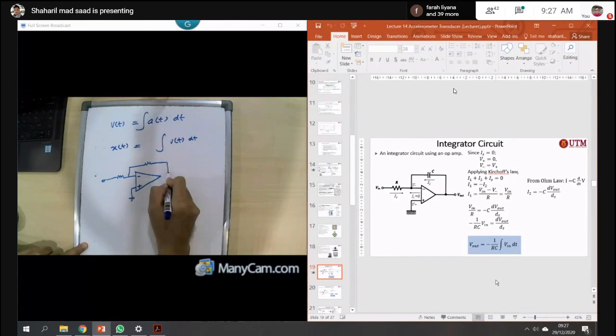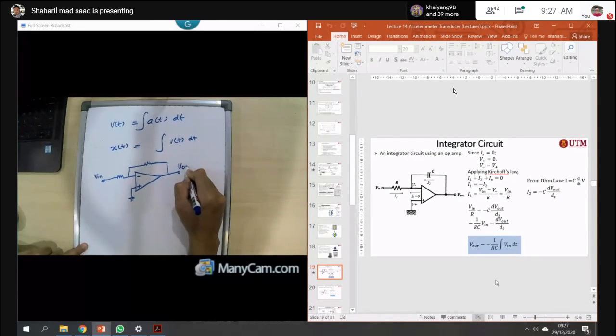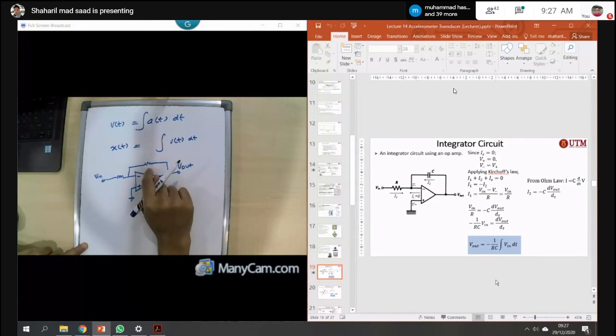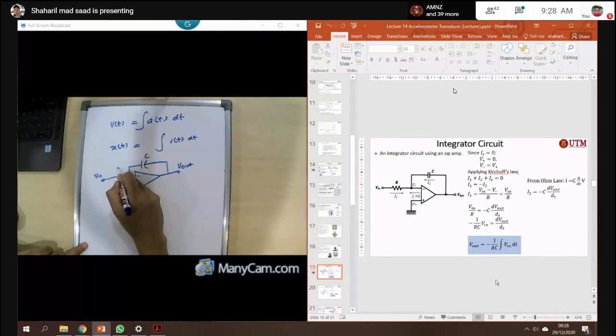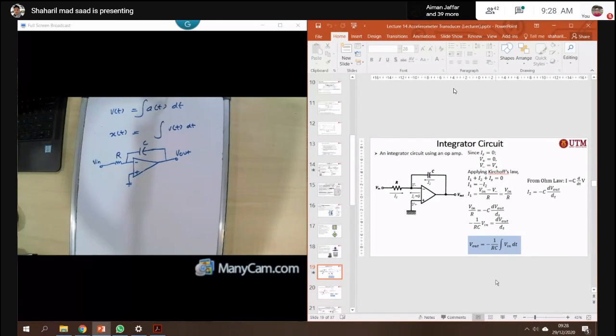So still remember back your inverting circuit. This one is the V in and this one is the V out. When we say the integral, we just replace it with the capacitor. So this one is C, this one is R. Of course, in terms of theoretical value, how to calculate it, you can use the Kirchhoff law.